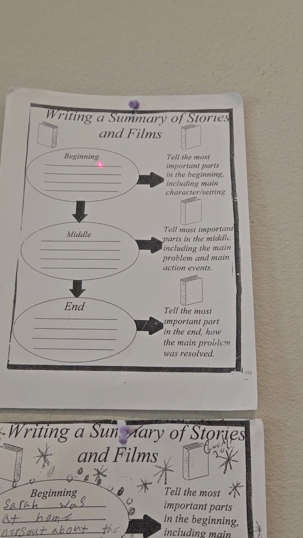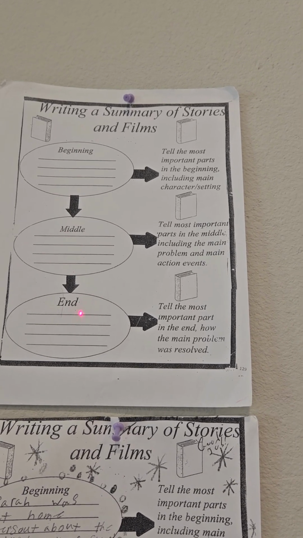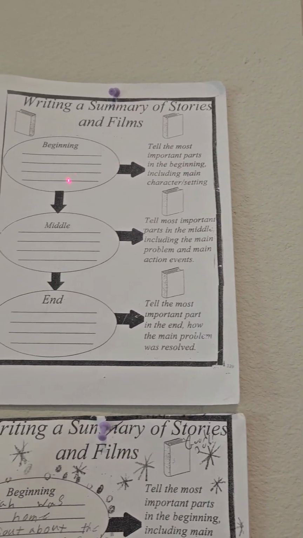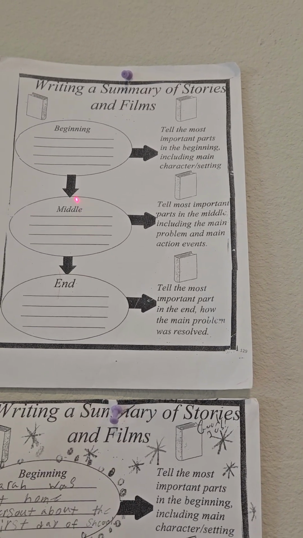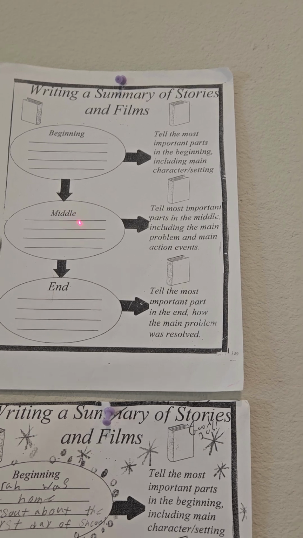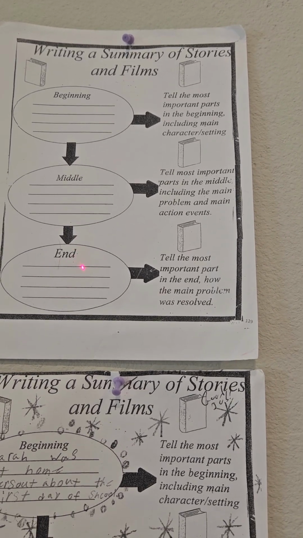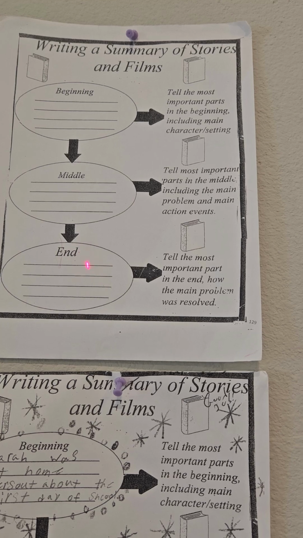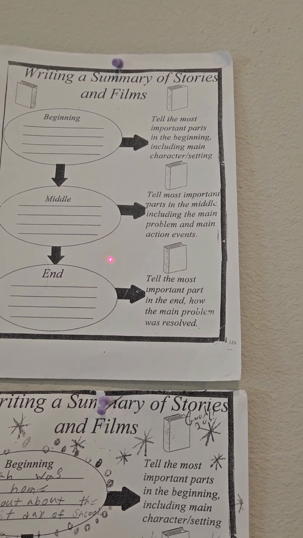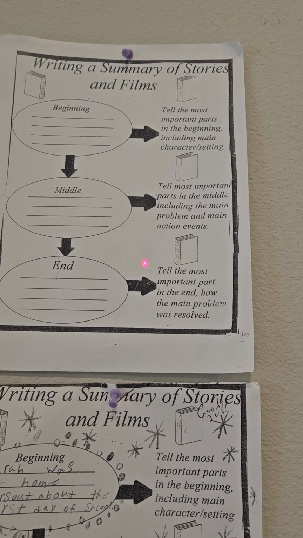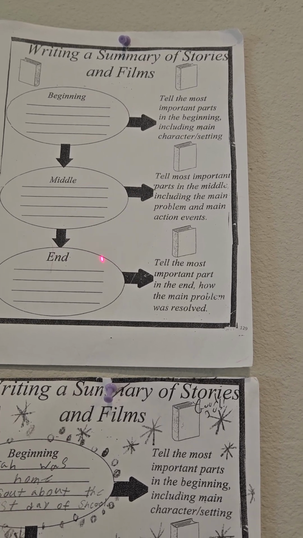So an effective summary is going to include three to five sentences, approximately, summing up the most important information in the beginning of the text, which includes the setting and the characters; the most important information in the middle of the text, which includes the problem and the main action event that happens to try to solve the problem; and then the third paragraph is going to include the most important information at the end, which is how the problem was solved. Three to five sentences to sum up the information. This is just a visual graphic organizer that shows the information in a different way.